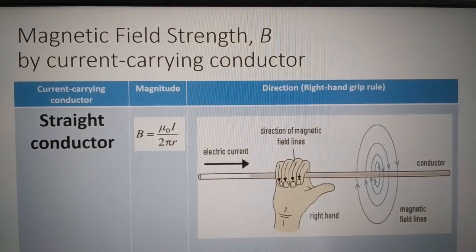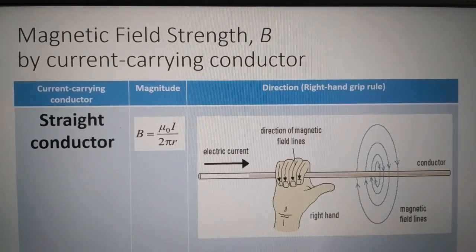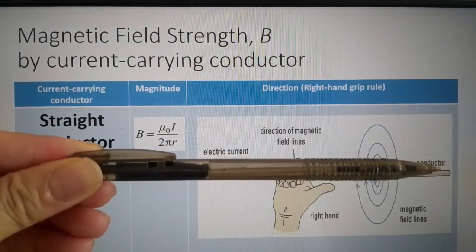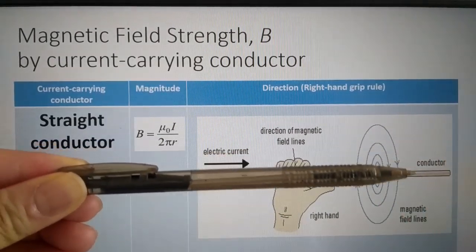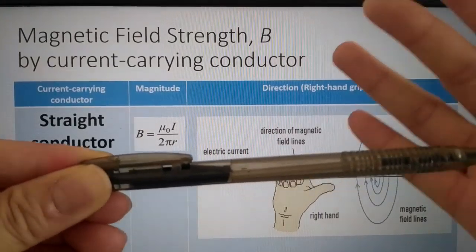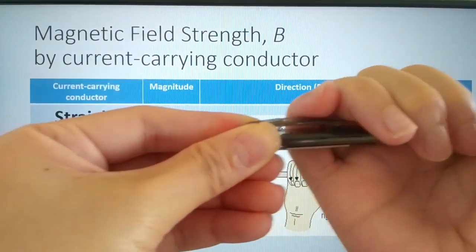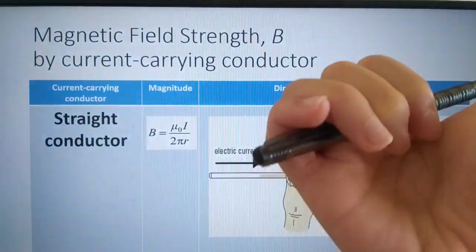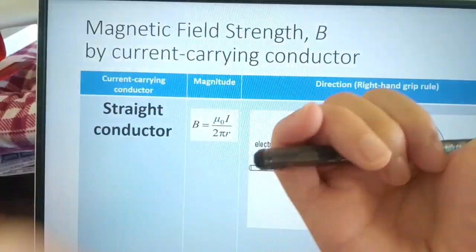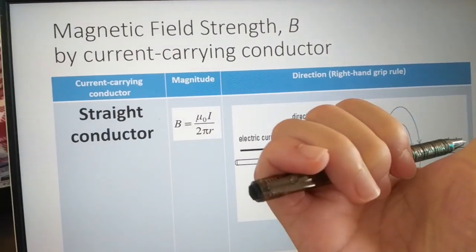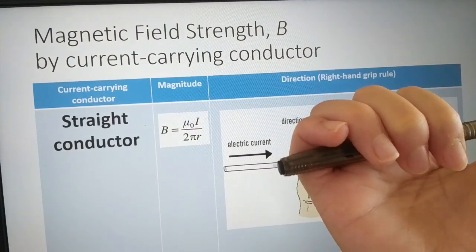Okay, what about this? Still a straight conductor, but now the conductor is lying horizontal like this. So where is the direction of the current flow? It's to the right. So same thing. Use your right hand. Grip the conductor in a way that your thumb points to the right.